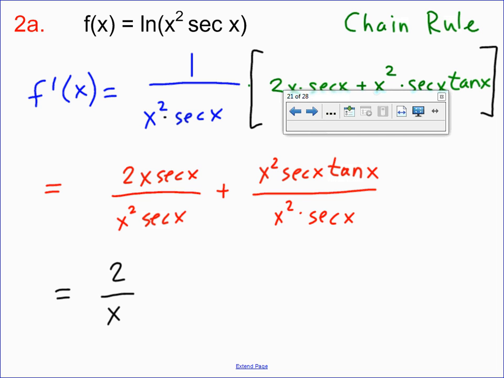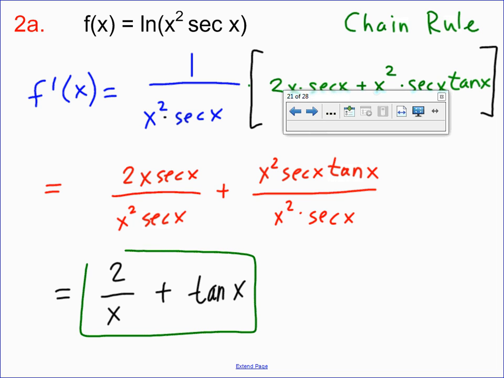plus, and on the right hand side we have some canceling as well. x squared over x squared, secant x over secant x, and we're left with what? Just tangent x? That's not too bad. So the hardest part here was my chain rule application, but the simplification was okay so long as we remembered how to apply our fraction properties.